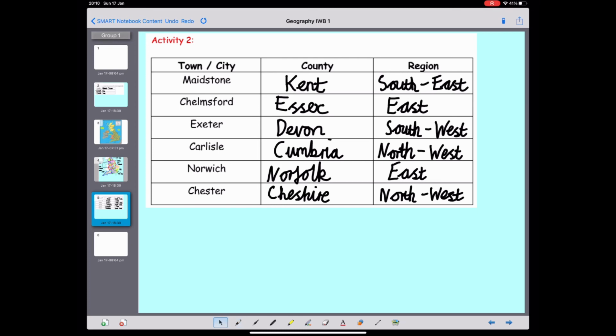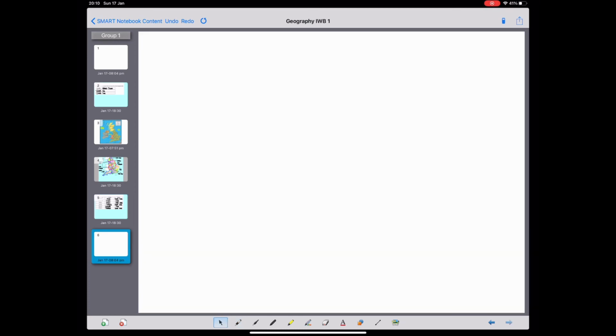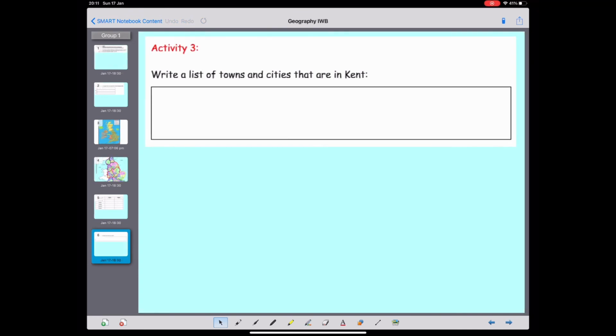Okay, we have one activity left, and that's activity 3. So let's take a look at activity 3 on our sheet. Write a list of towns and cities that are in Kent. So you might not need the map for this, you might have been to different towns in Kent already. I'd like you to try and write a list of your own towns. You could start off with Strood and see if you can carry that list on. So pause the video, write a list of towns that are in Kent, and then hit play when you're ready.